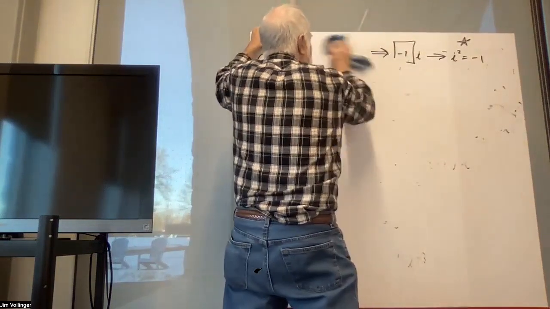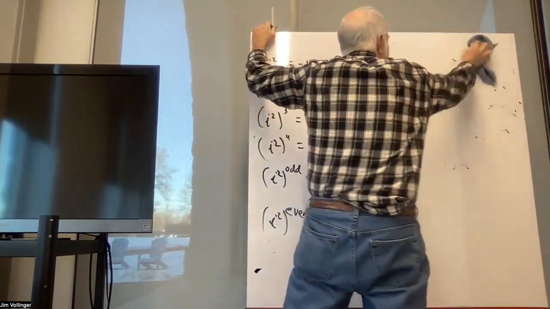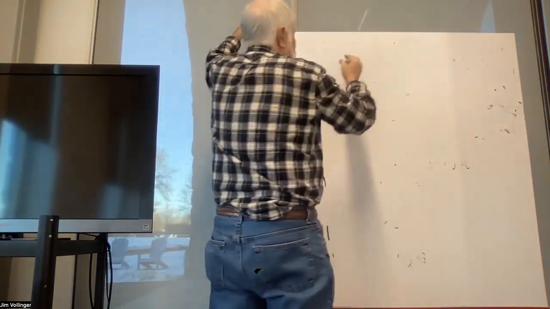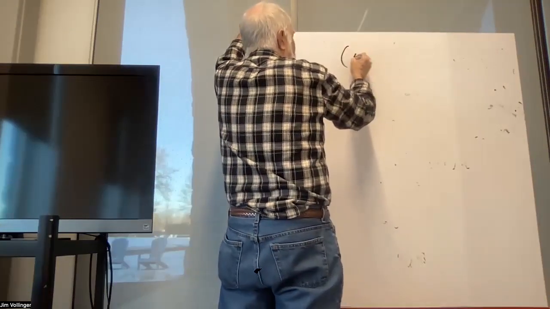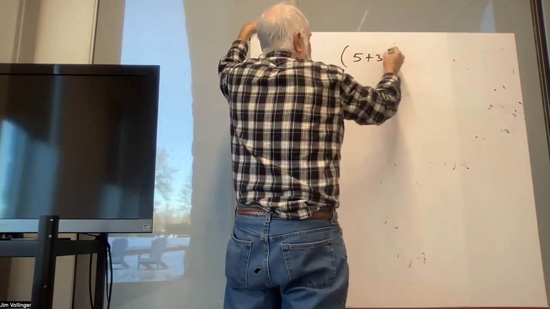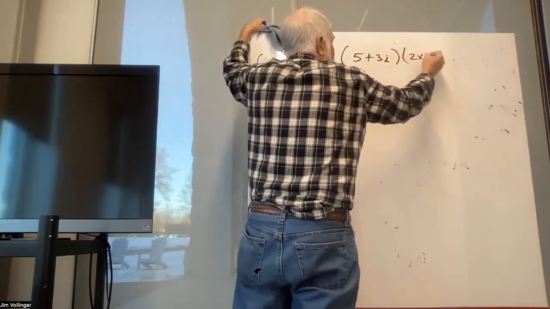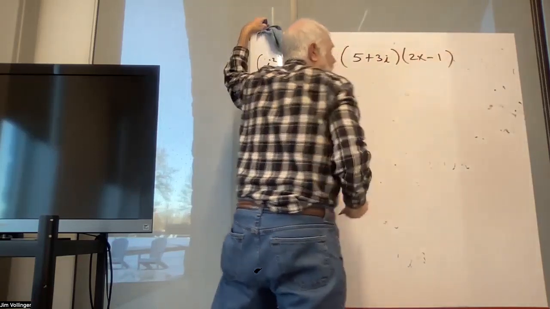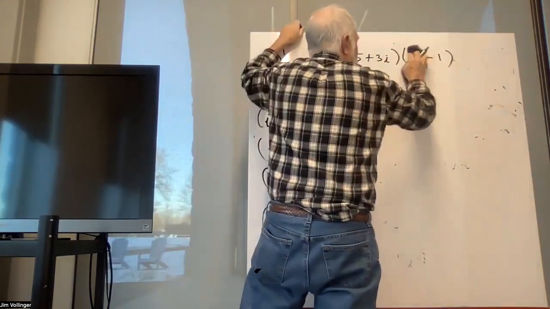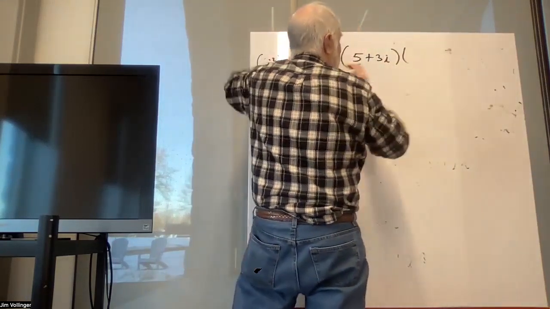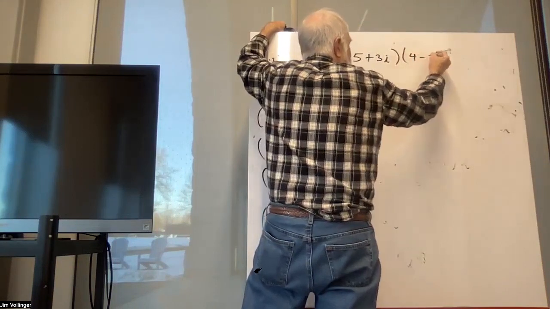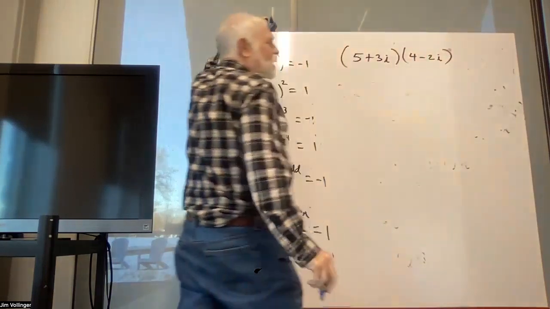Well, we got to learn how to multiply, because textbooks actually use this skill quite a bit. So let's look at 5 plus 3i times 2i minus 1. Anyway, I'm so used to doing quadratics here. 5 plus 3i times 4 minus 2i. Now let's see what that becomes.